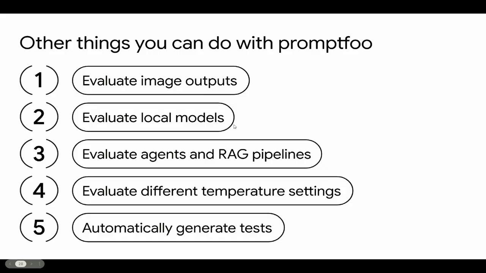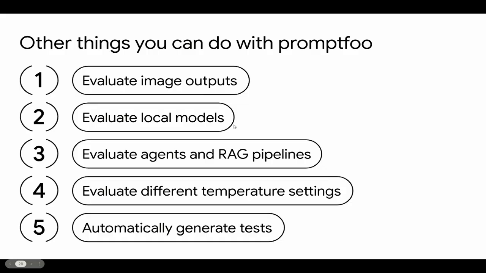PromptFoo is a pretty versatile tool. It is mostly tailored to text outputs, but you can do some other things with it. You can evaluate image outputs. I don't think they have any capability to evaluate voice chat or audio outputs, so that's definitely a limitation of this tool. You'd need a different tool for audio outputs. You can evaluate local models, as I mentioned to Saber.